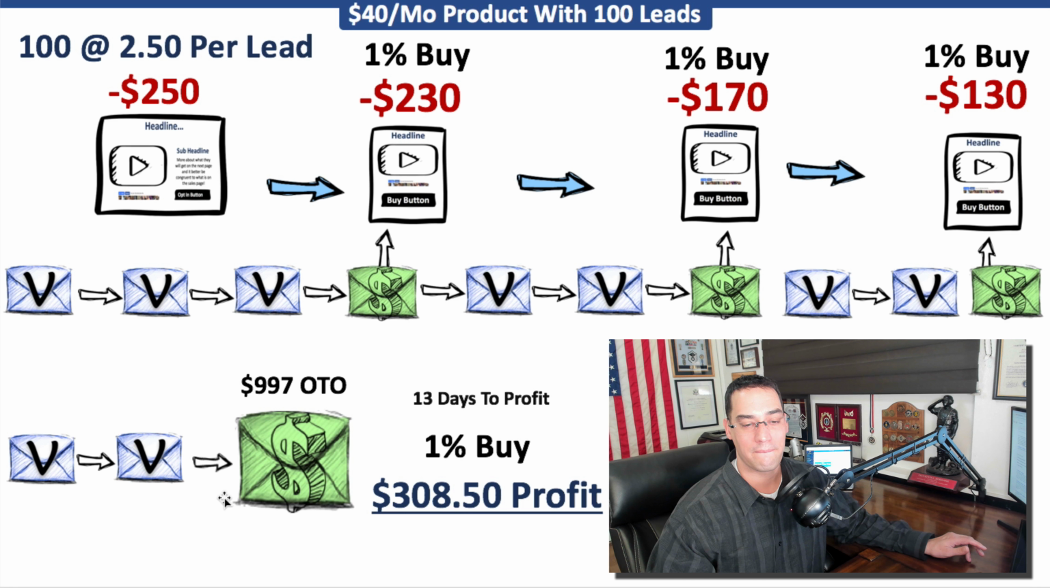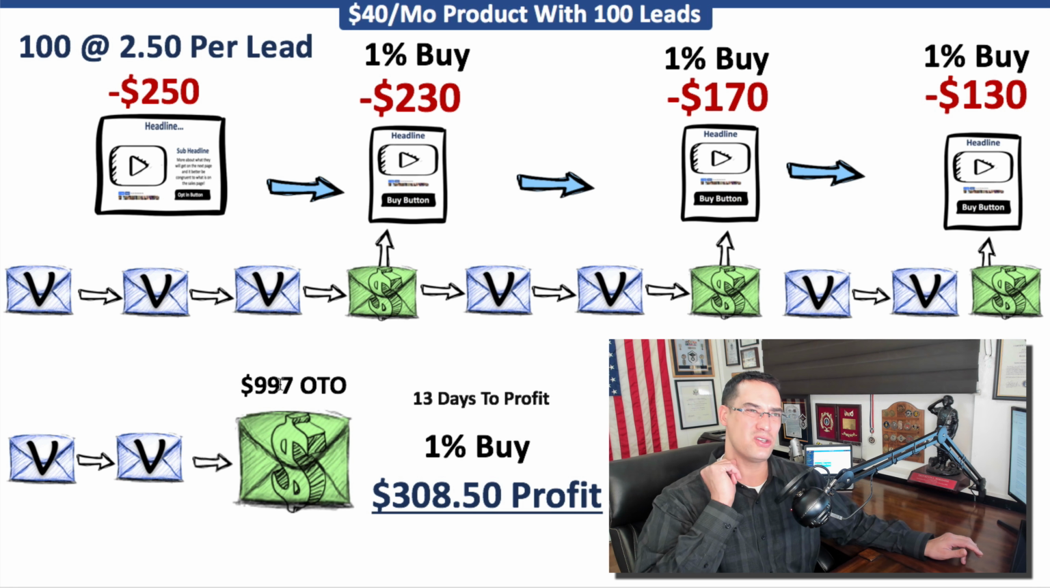High ticket offer. Once you get past, okay, you've built up enough of a relationship. You've got like 12 days of emails, 3 of them were actually selling something. Then you're going to toss in what's called an OTO, a one-time offer.